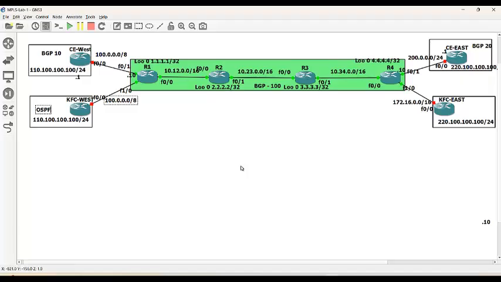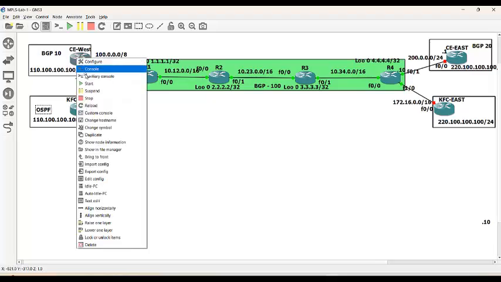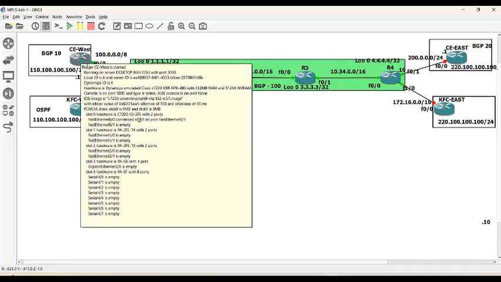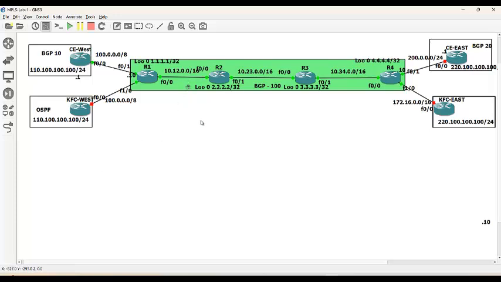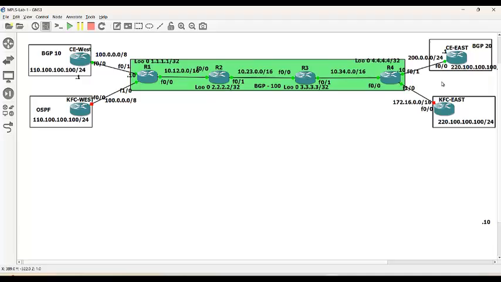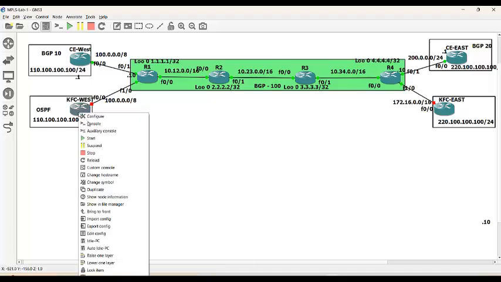Having a BGP customer is the easiest one because you need not redistribute from BGP 10 to BGP 100. That is eBGP. Automatically that gets redistributed. But from OSPF to BGP, you have to do it. BGP and OSPF are not the same protocol, no? So that's what we are going to see now. OSPF is going to be on KFC West.